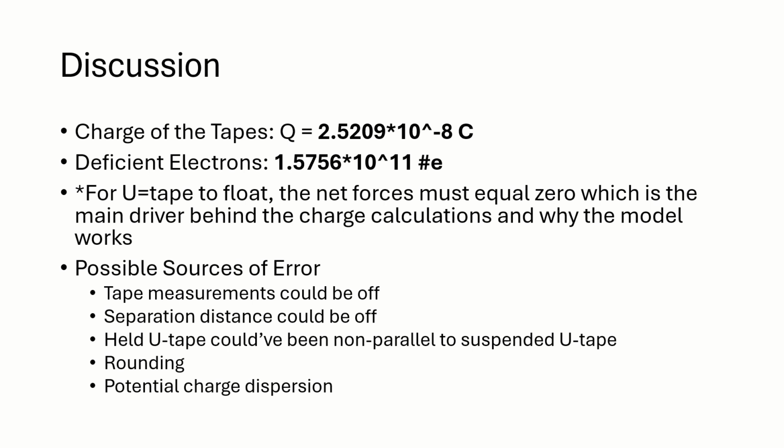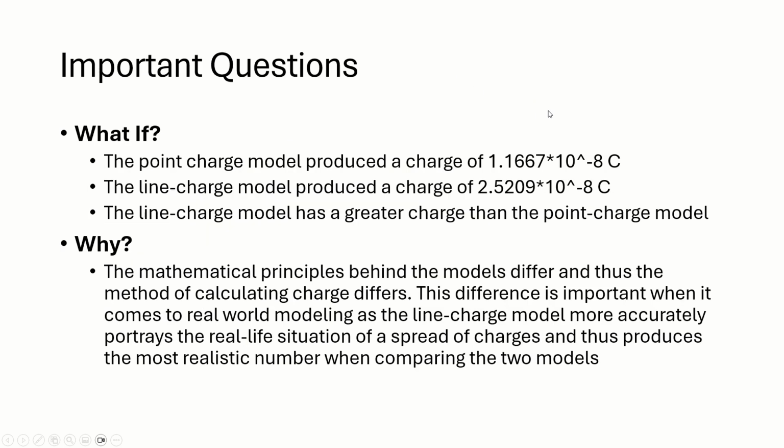Next, some possible sources of error, which could, of course, affect both the experimental and coding side. Tape measurements could have been off, the separation distance could have been off, the held U-tape could have been non-parallel to the suspended U-tape, affecting how the charges would repel the pieces of tape. Some rounding errors, and of course potential charge dispersion, so just the tapes interacting with other objects and losing their charge before going into the experiment.